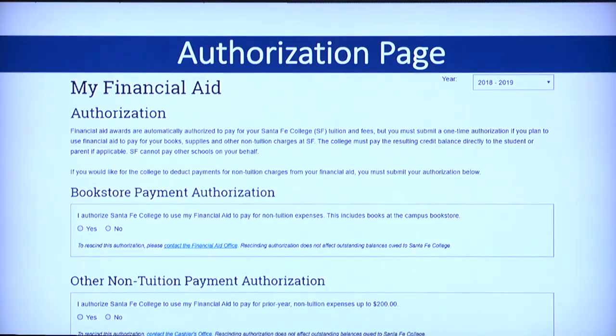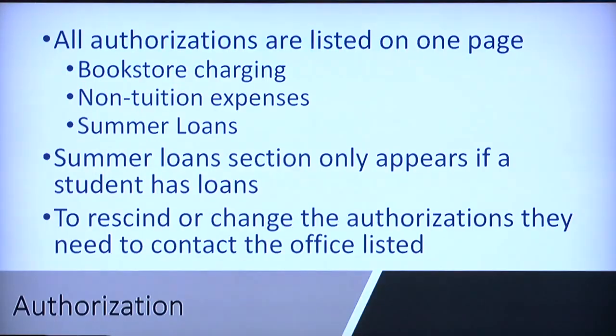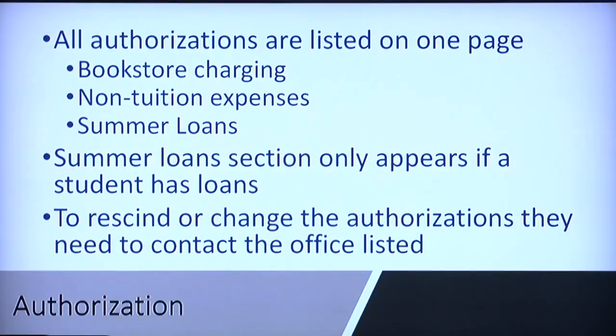And here's the authorizations page. All authorizations in the past used to be split into two separate pages. Now they are listed on one page. This includes bookstore charging, non-tuition expenses, and summer loans. The summer loans section only appears if the student has loans. And to rescind authorization, the student needs to contact the office that's listed in the block for that specific authorization.